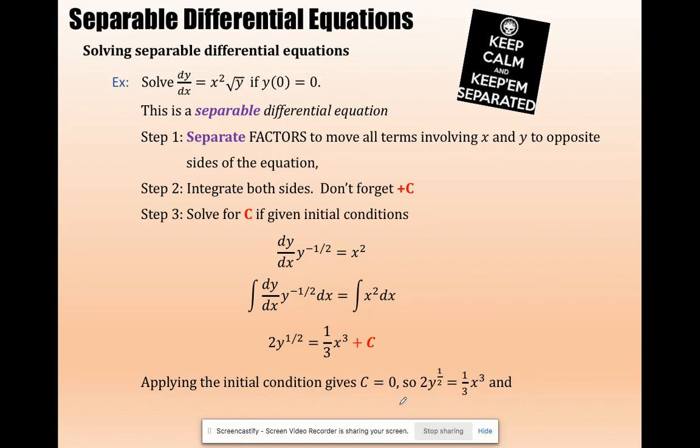Now I'm going to apply the initial condition. So the initial condition was 0, 0. So I plugged in 0 for y, and I plugged in 0 for x, and I got c was equal to 0. Therefore, that's my final answer.